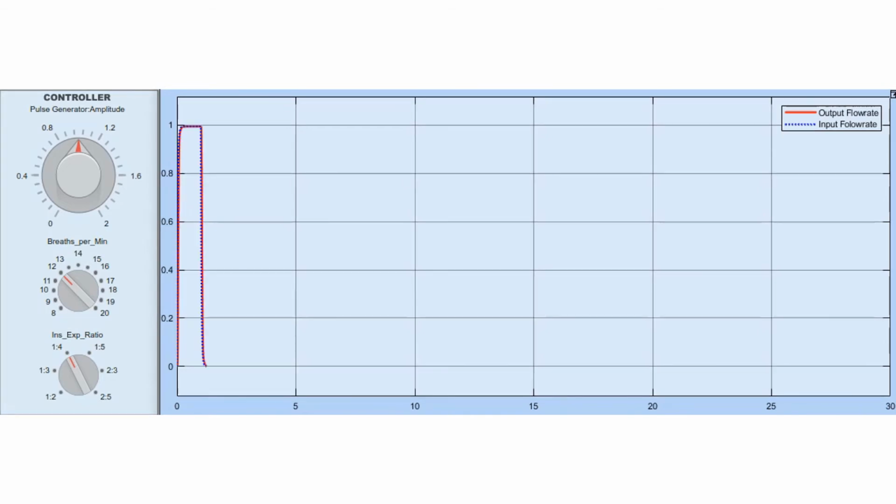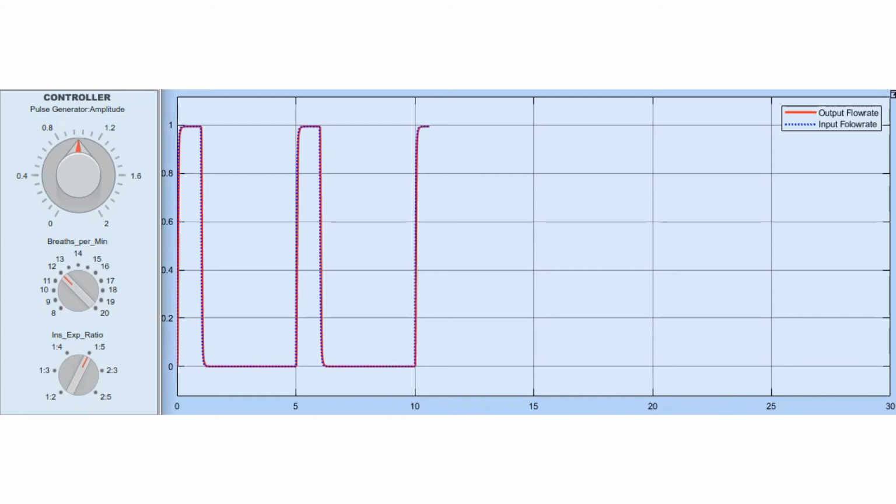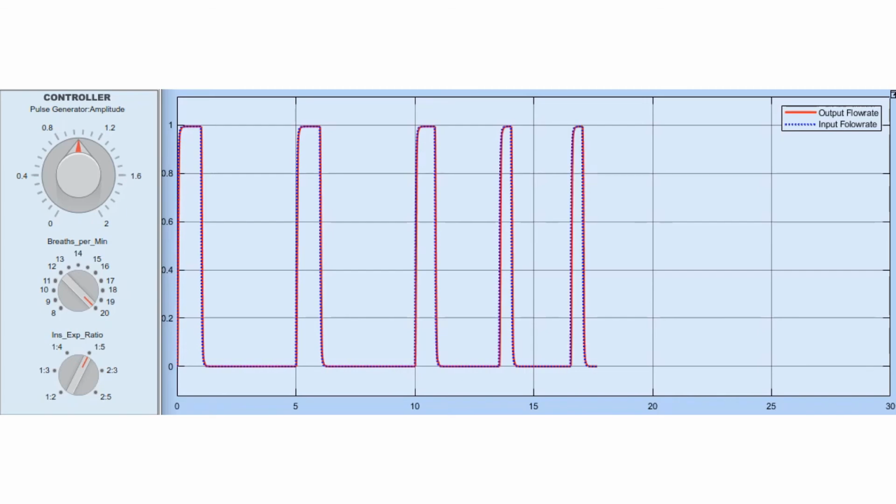First, the breaths per minute, which is called BPM, is kept as 12 and the inspiration to expiration ratio as 1:4. Then the ratio is changed to 1:5 and the BPM to 20. 20 is the maximum BPM we can achieve from this controller without distorting the input pattern. We can see the controlled output follows the input pattern of the flow rate considerably.